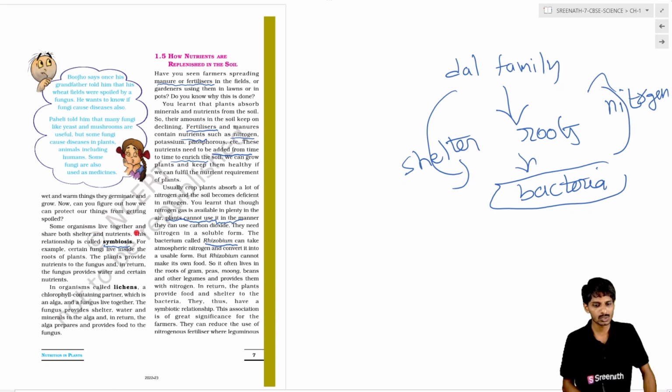Some organisms live together and share both shelter and nutrients. This type of living together and sharing their shelter and food is called symbiosis. The relationship is called symbiosis.